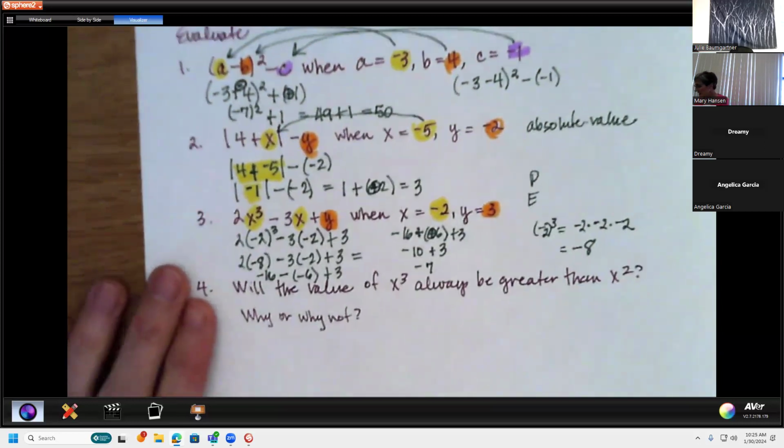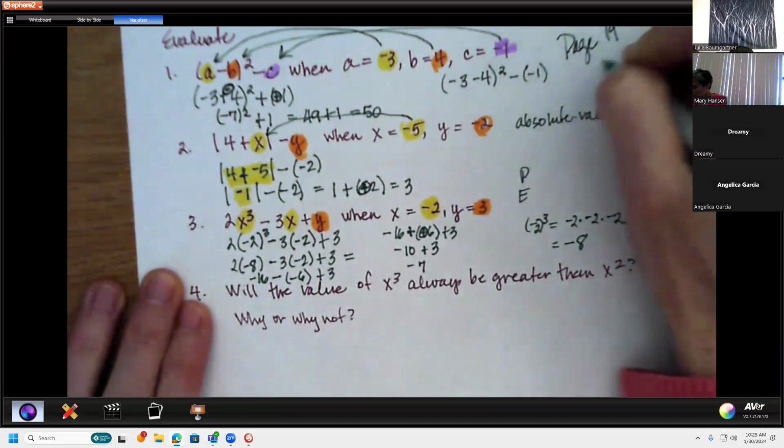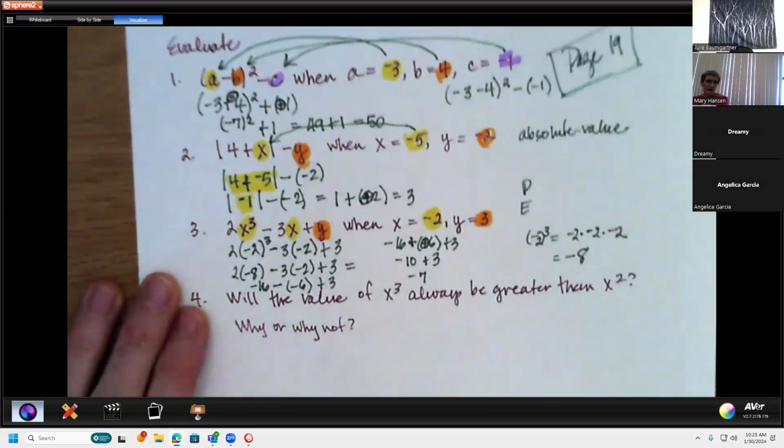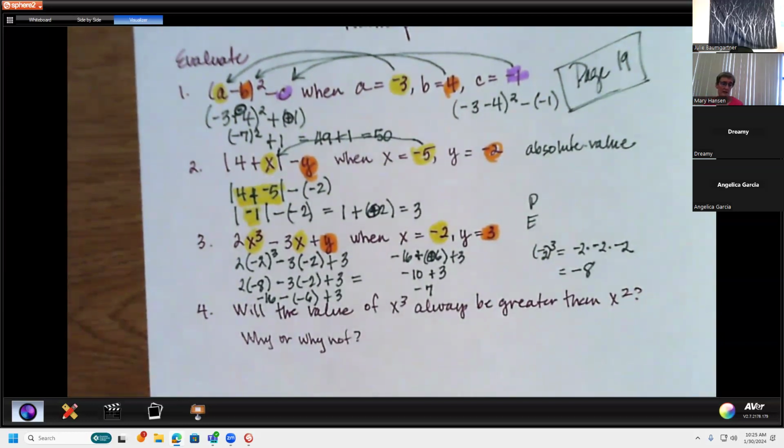So if you found these challenging, make sure that you look at page 19 of your packet, and there are some more practice problems in there, and the answers are in the back. And if you're having trouble with a specific skill, like adding and subtracting positives and negatives or whatever, then you've got other places in the packet that you can work on them.